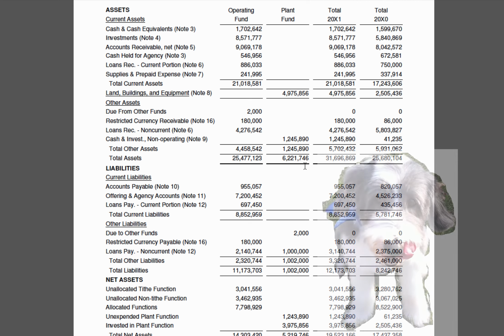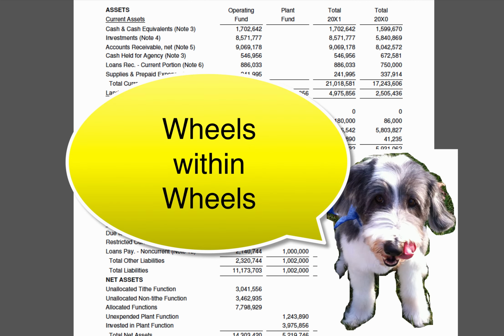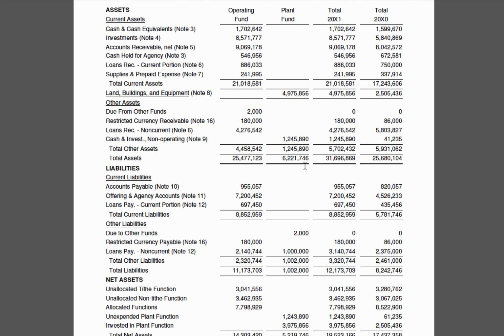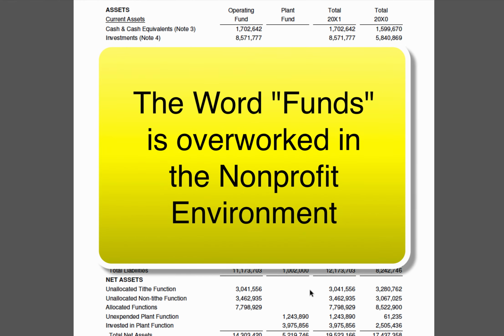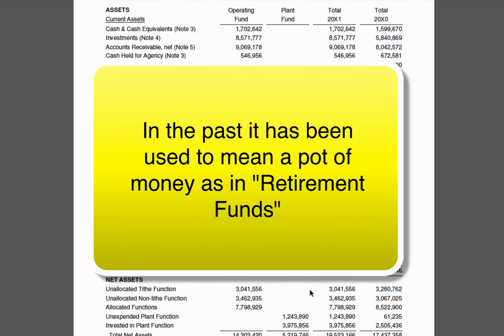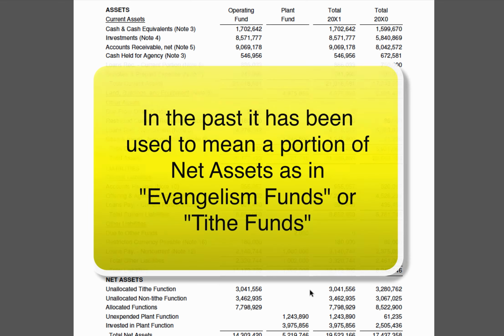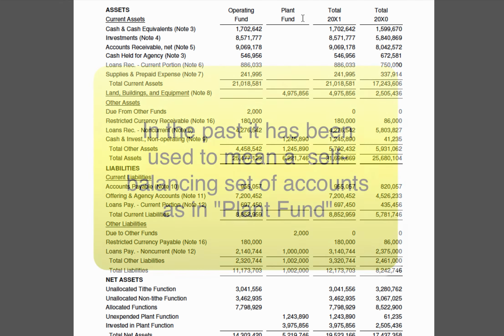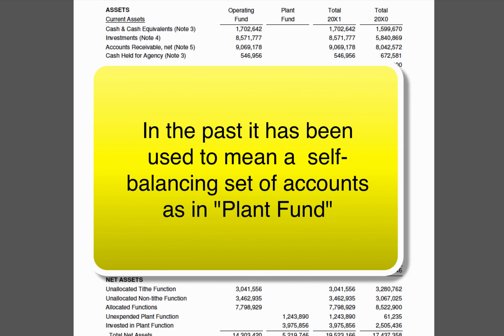Now, there are several reasons that we can get confused, and let me go over those with you. First off, the use of the word fund is very overworked in most nonprofit environments, including the Seventh-day Adventist Church. We talk about money that is invested into retirement funds as if they're real cash, and then we talk about funds in the accounting sense of the operating fund or the plant fund, and it gets to be a little bit confusing.